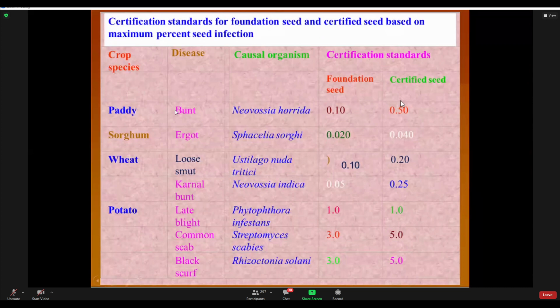So if the maximum seed infection is 0.5%, only then we can allow that seed to be imported or to be sown in the field. If it is, for example, 0.6%, then we cannot allow the seed to be imported or cultivated in the field. So this is the maximum percent infection for certified seed.